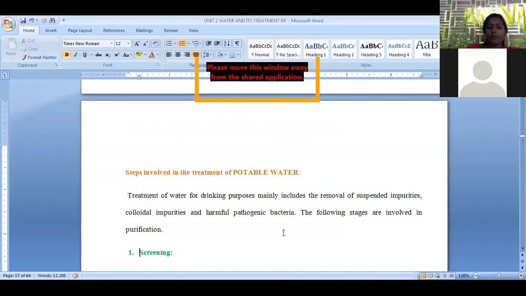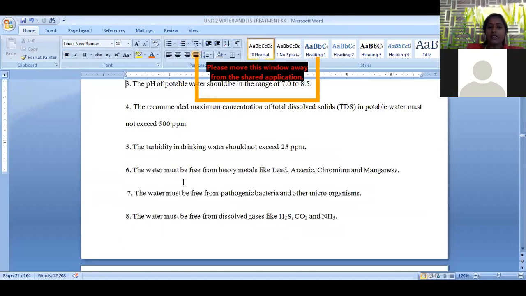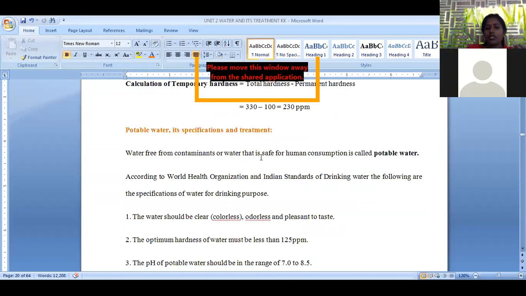This is a very, very important topic we are going to discuss. Potable water is nothing but the water which is fit for drinking purposes, suitable for consumption by human beings. As we already know, water is very essential for survival.